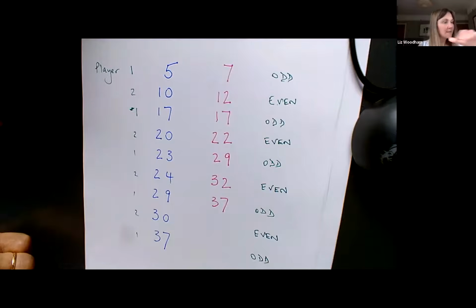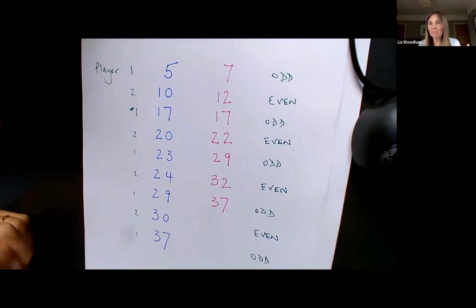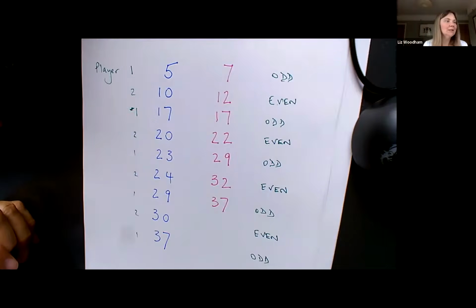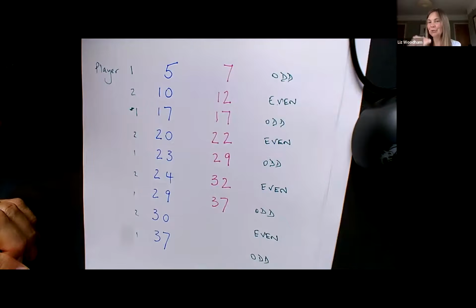Yeah, so Stacey said, so your target is an odd number. 37 is an odd number. So you need to be person 1, because as is pointed out, person 2 is always making the total even.